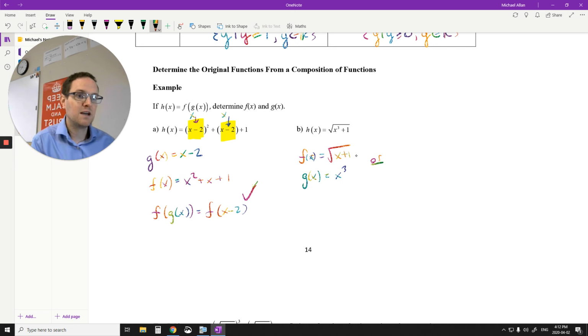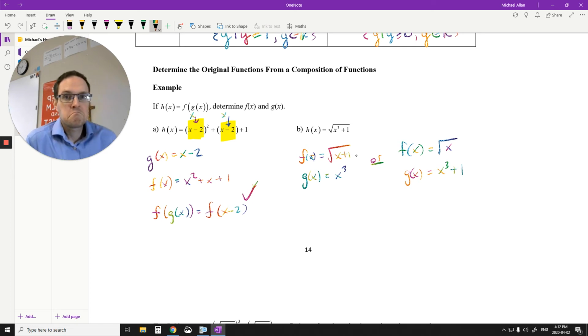Or maybe my original function was just the root of x. How do I change that to be the root of x cubed plus 1? Well, I replace that x with an x cubed plus 1. There's another one. I'm sure there's other answers, but these are the two easiest ones.